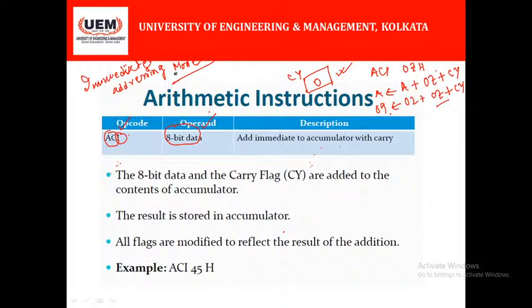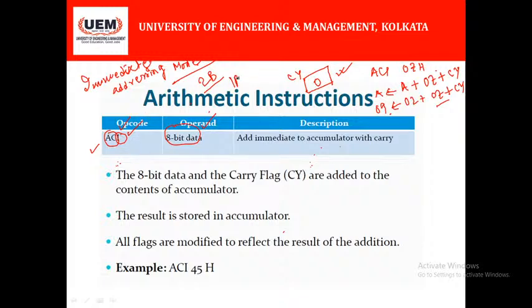It belongs to the immediate addressing mode. How many bytes will it take to represent it? It will take 2 bytes. Why 2 bytes? 1 byte is required to express the instruction opcode, that is ACI data.